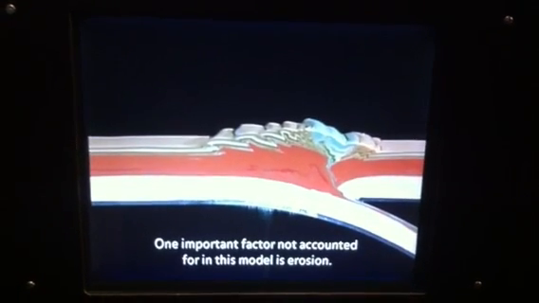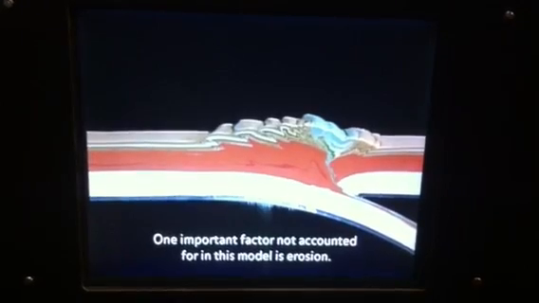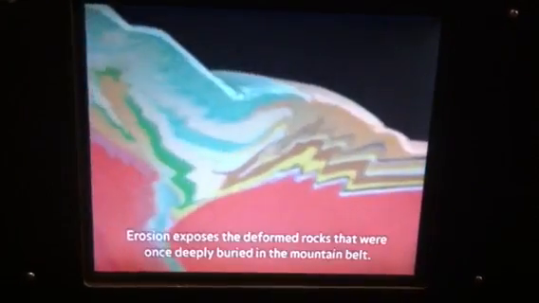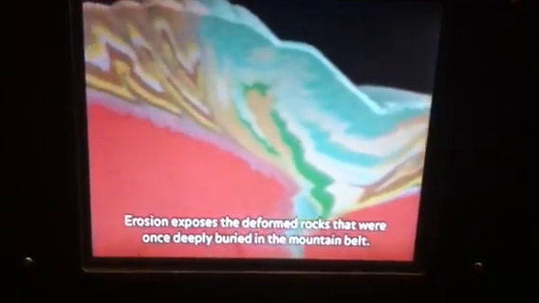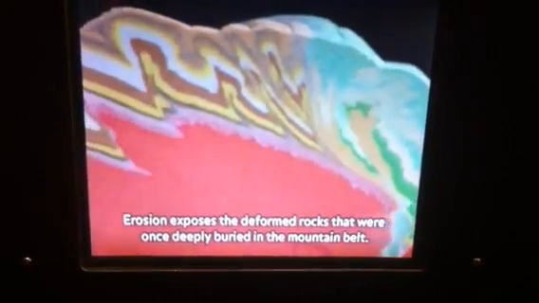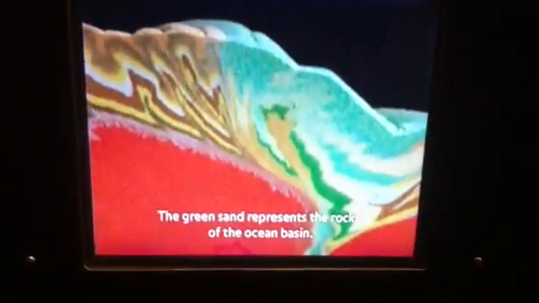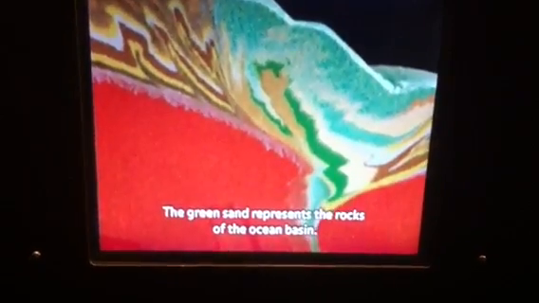One important factor not accounted for in this model is erosion. Erosion exposes the deformed rocks that were once deeply buried in the mountain belt. The green sand represents the rocks of the ocean basin.